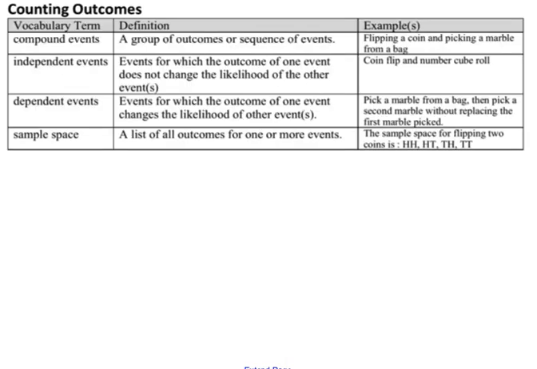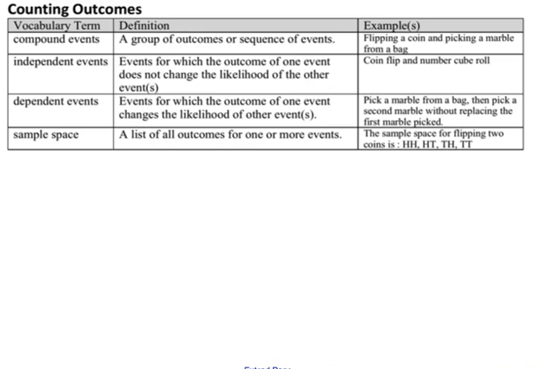Okay, first, from the notes, the vocabulary. Compound events: a group of outcomes or sequences of events, for example, flipping a coin or picking a marble from a bag. There are independent events, or events for which the outcome of one event does not change the likelihood of the other events. For example, flipping a coin and a number cube roll. Dependent events are events for which the outcome of one event changes the likelihood of the other events. For example, pick a marble from a bag, then pick a second marble without replacing the first marble.